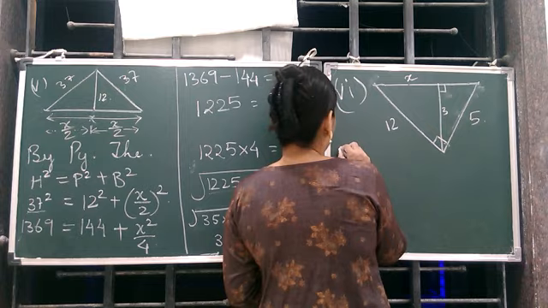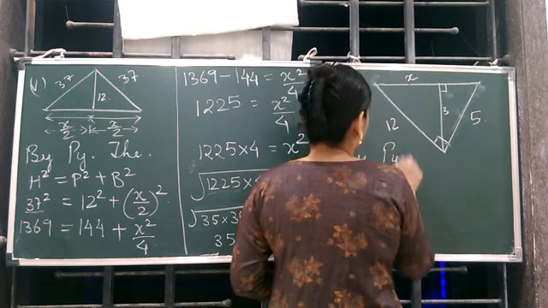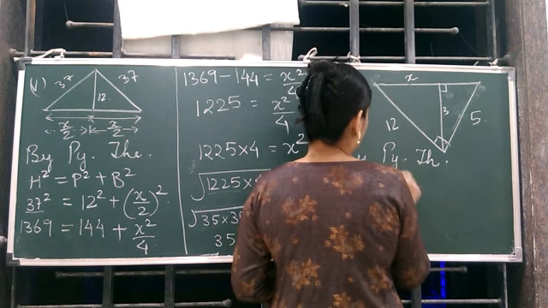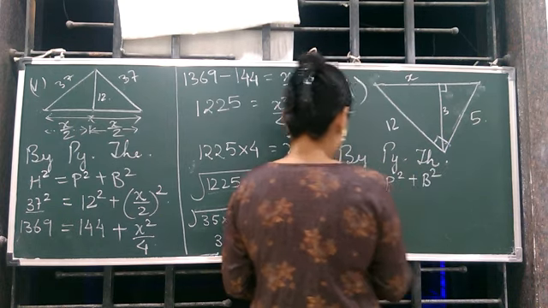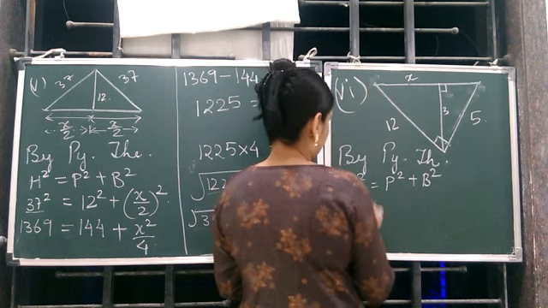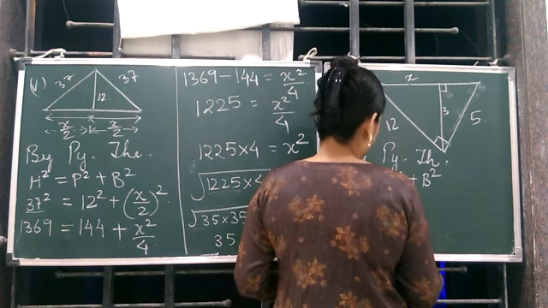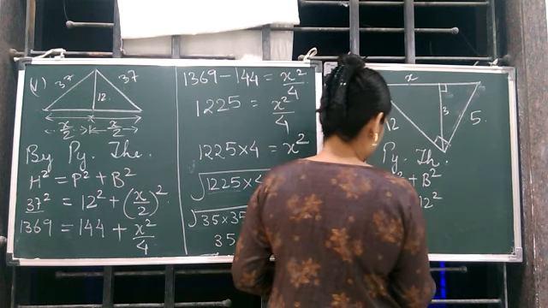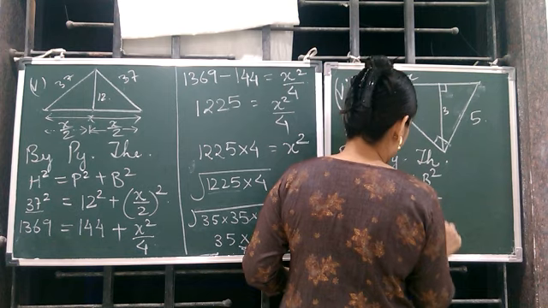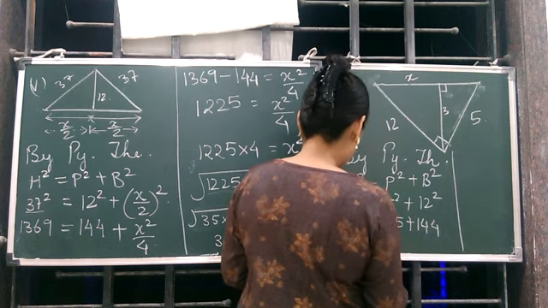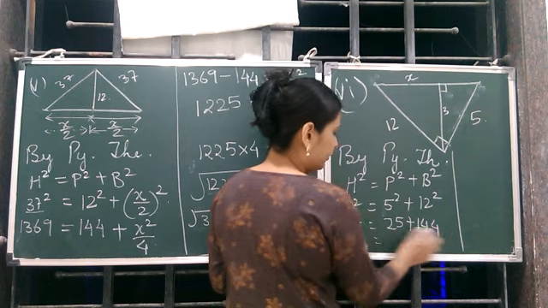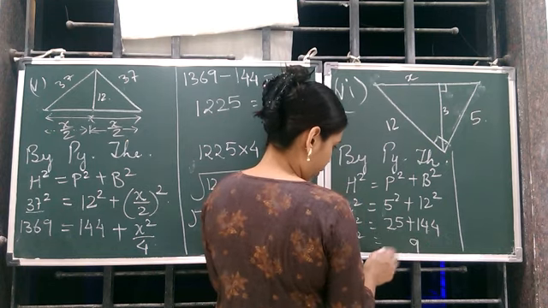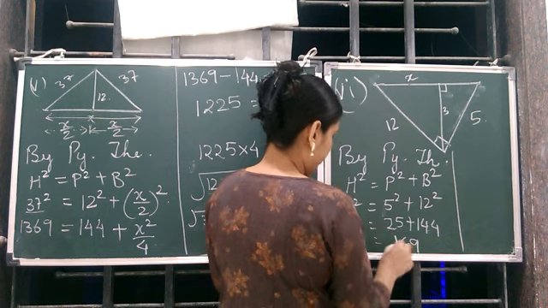So we start again using the Pythagoras theorem. By Pythagoras theorem, h square is equal to p square plus b square. H square is how much? X square is equal to how much? 5 square plus 12 square. X square is equal to 25 plus 144. X square is equal to, we'll add, 169.